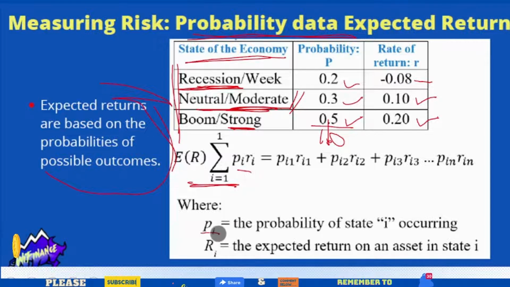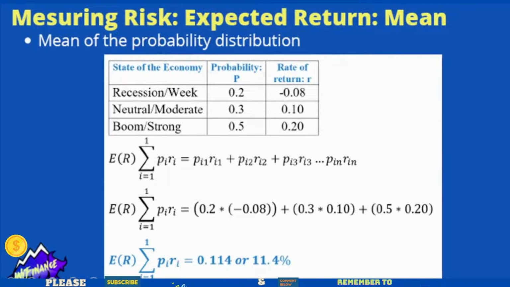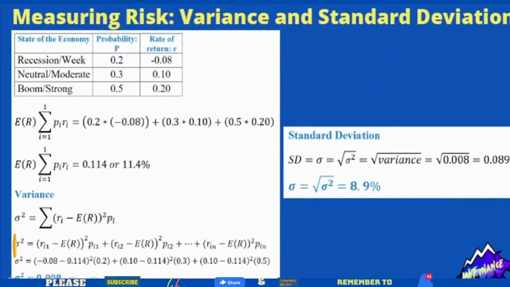To compute the return, we use the mean of the probability of return, which is defined by the sum of each possible return multiplied by its corresponding probability. By applying the formula, we found that the expected return for our sample is equal to 0.114 or 11.4%. This value means that you expect to earn about 11.4% on your investment. What about for risk? Variance and standard deviation.